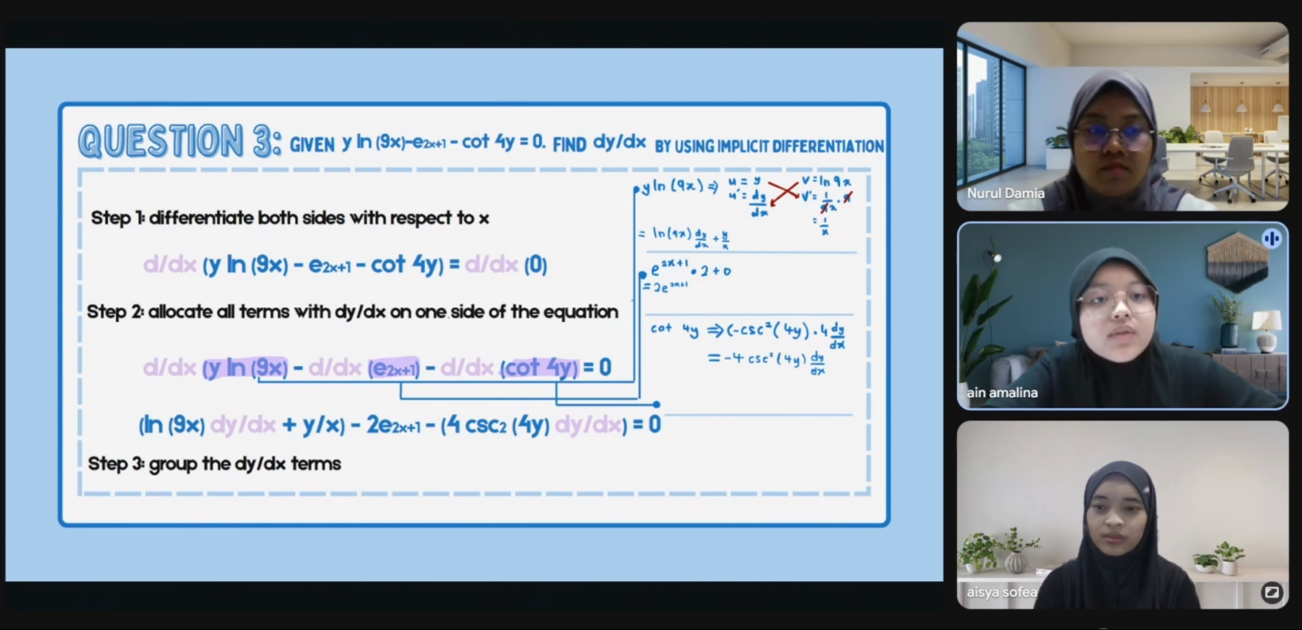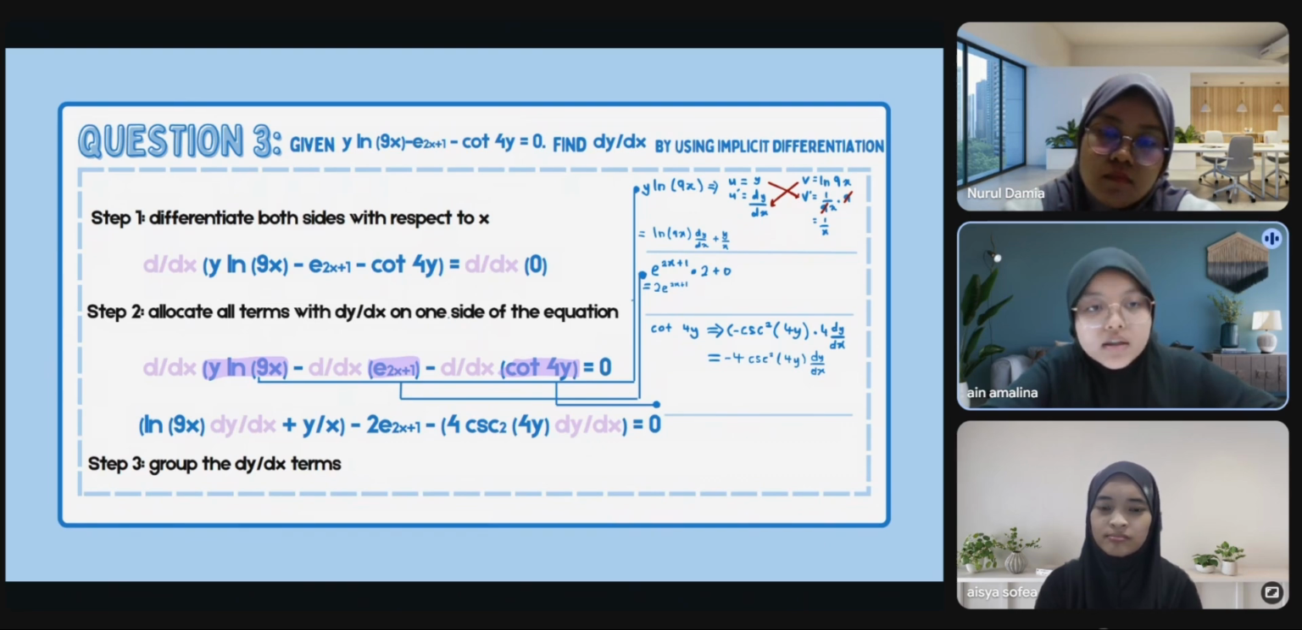For step 1, we need to differentiate both sides with respect to x. As you can see in the equation, we need to put d over dx on both sides. And when we differentiate 0, the answer is going to be 0. The next step is we need to allocate all terms with dy over dx on one side of the equation, which means that we need to differentiate each term. You can see that I highlight the terms that we need to differentiate. We will go one by one.